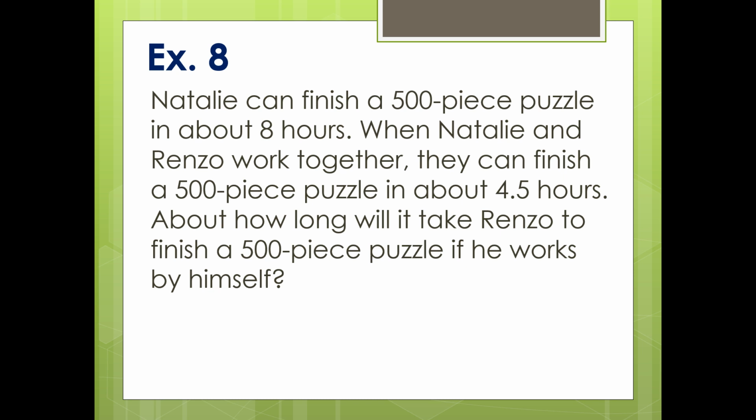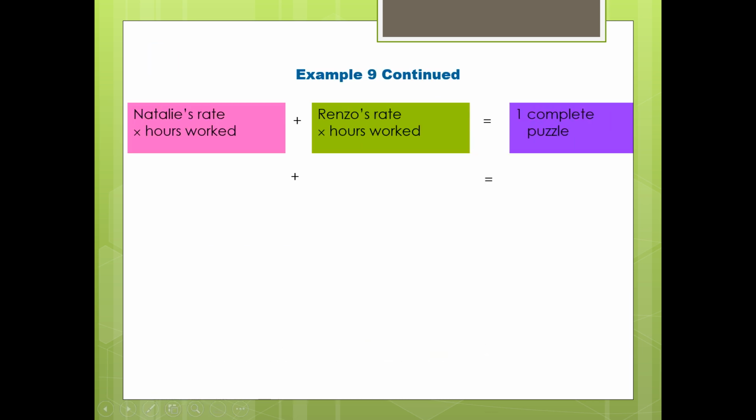Now, I think I put the answer on the slide, so I can't go to the next one. But basically, what we have, let me go really fast. So what we have to think about is how many puzzles Natalie is going to do in an hour. So that's what we call a rate, okay? So if Natalie takes 8 hours to do one puzzle, think about if you only gave her 1 hour, how many puzzles could she do?